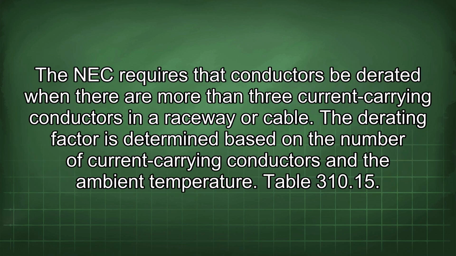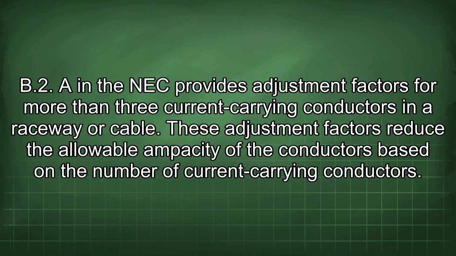The NEC requires that conductors be derated when there are more than 3 current-carrying conductors in a raceway or cable. The derating factor is determined based on the number of current-carrying conductors and the ambient temperature. Table 310.15(B) of the NEC provides adjustment factors for more than 3 current-carrying conductors in a raceway or cable. These adjustment factors reduce the allowable ampacity of the conductors based on the number of current-carrying conductors.